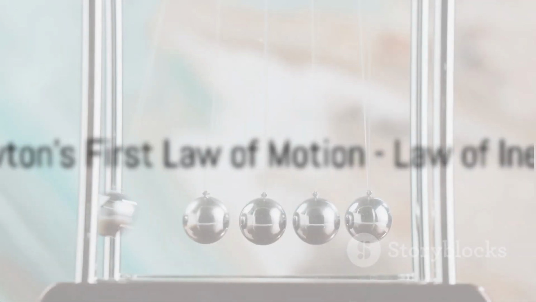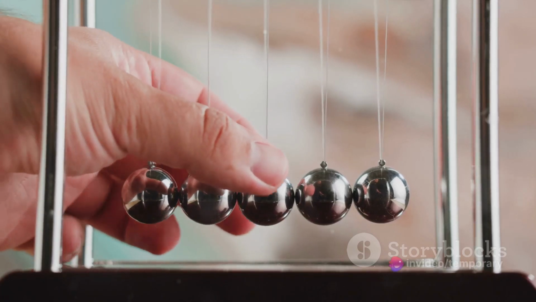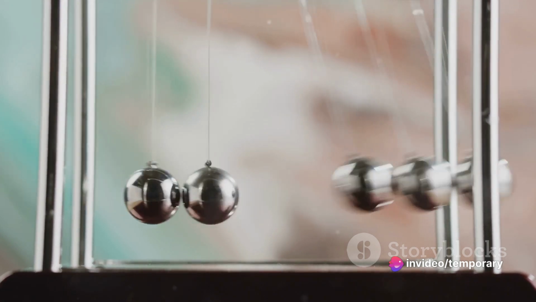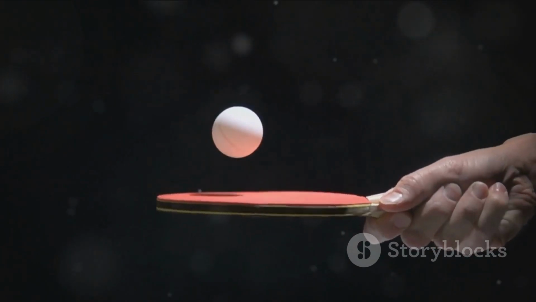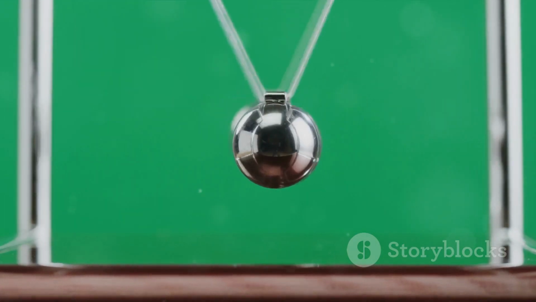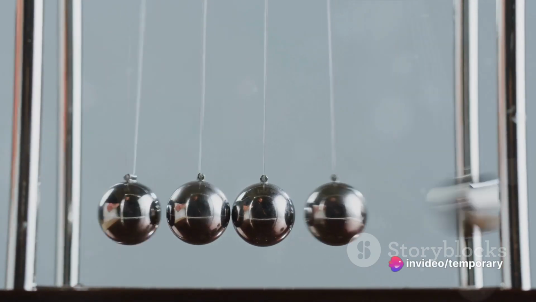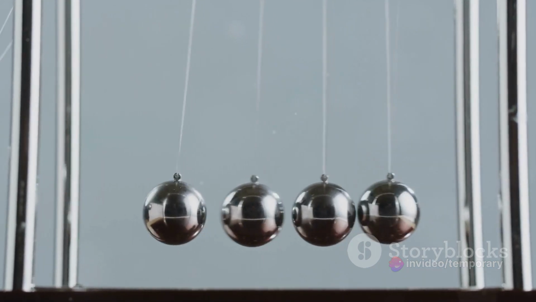First up is Newton's first law of motion, also known as the law of inertia. This law proposes that an object at rest stays at rest, and an object in motion maintains its motion at a constant speed, unless acted upon by an external force. Picture a ball sitting idle on a table. It remains stationary until you exert a force, such as a push, causing it to roll. This illustrates the principle of inertia, the inherent property of objects to resist changes in their state of motion.